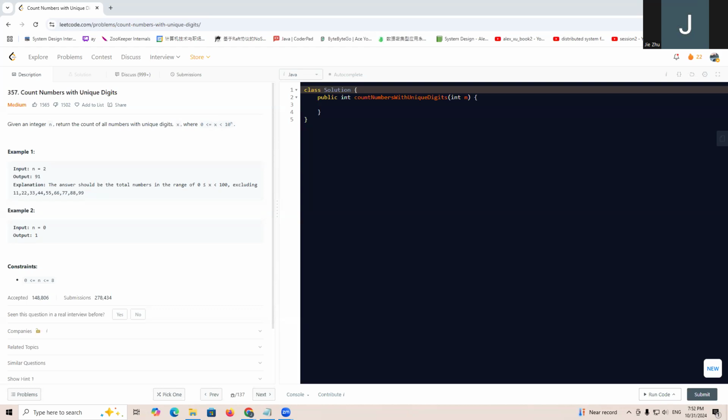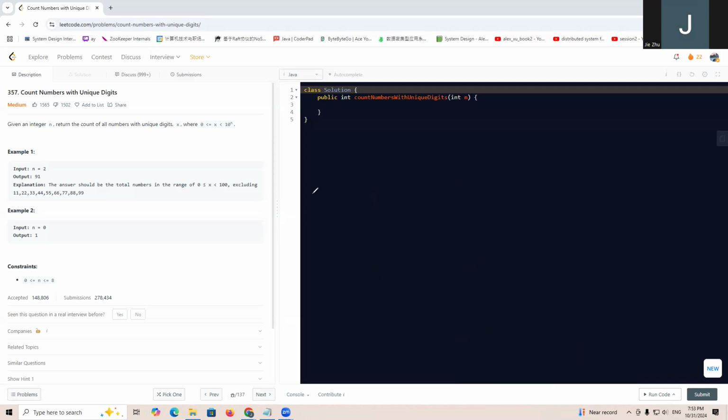So for example, if n equals 0, then 0 <= x < 10 to the power 0, which is 1. So x has one choice, that is 0, so the count is 1. And for n equals 1, that will be 0 <= x < 10, and you'll see 0, 1 to 9 are all unique. So that is 10 cases.